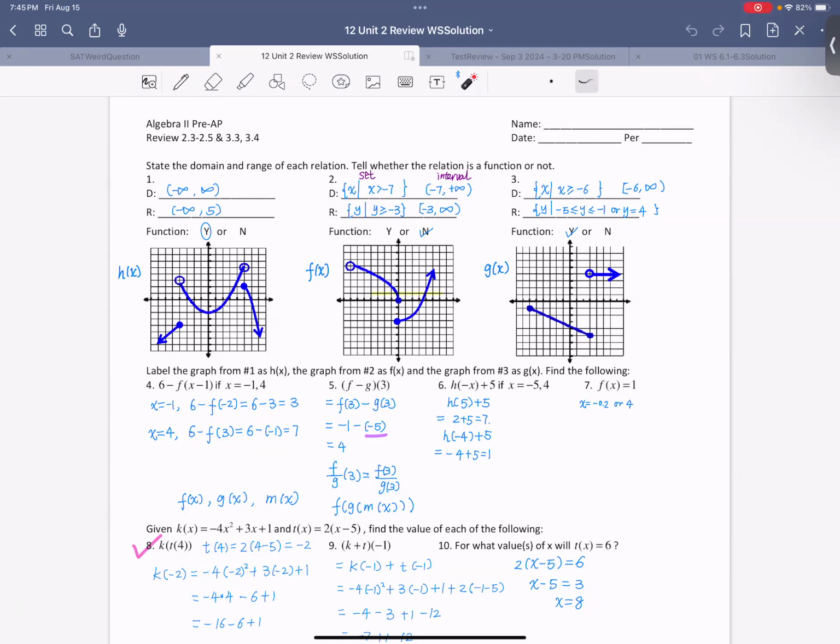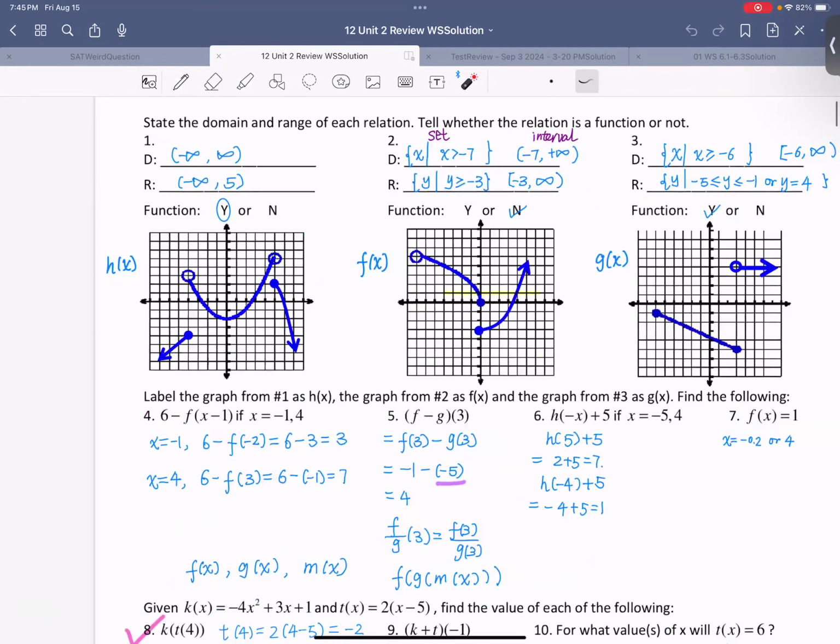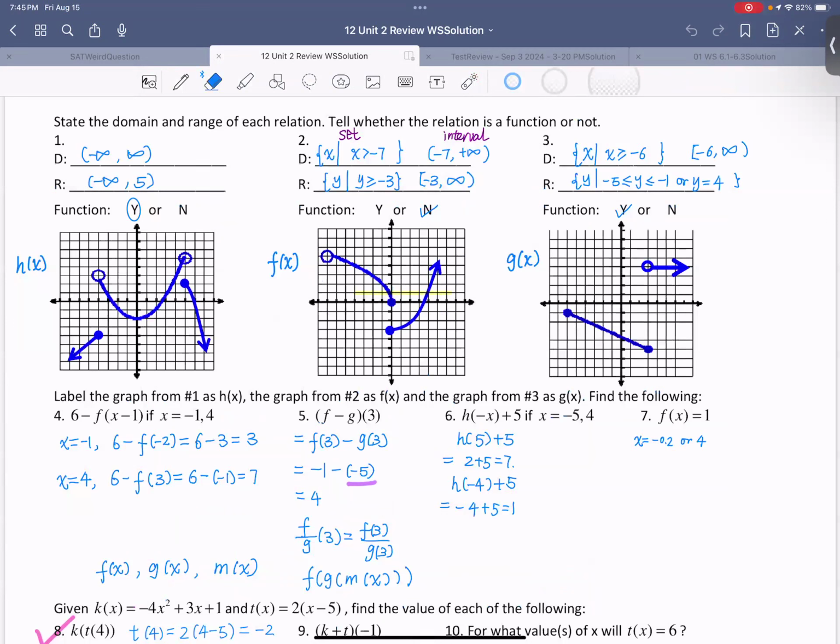Let's first see the old friend, which you saw in Algebra 1: domain and range. For the domain, it's your X value. For the range, it's your Y value. So let's see here, the domain and the range.